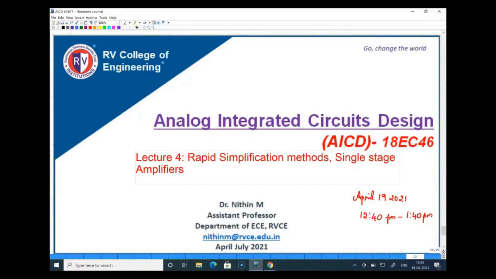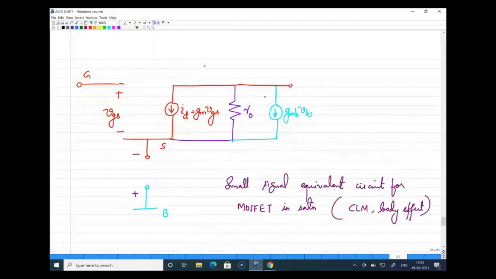Good afternoon and welcome to AICD class. In this lecture, we will see some of the rapid simplification methods which will help us to analyze amplifier circuits, and we'll also get introduced to single stage amplifiers. From the last class, we developed the complete small signal model of the MOSFET, including the effects such as channel length modulation and body effect.